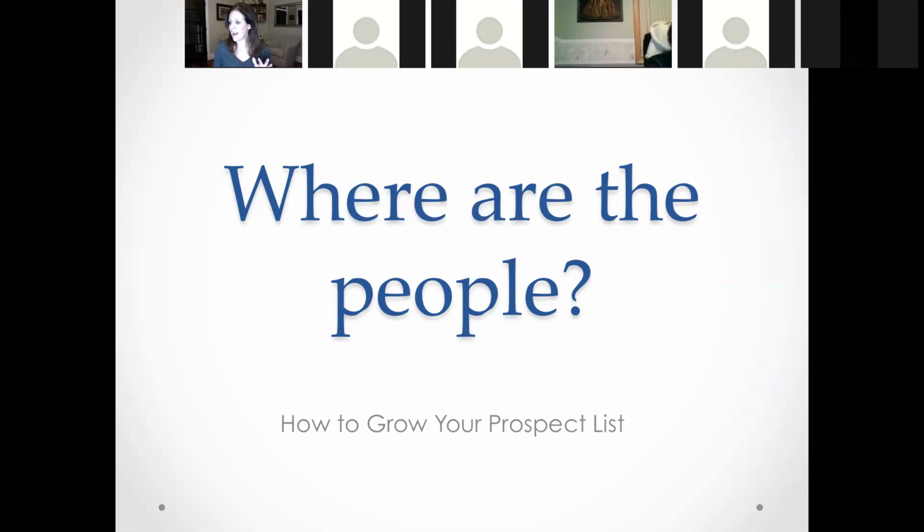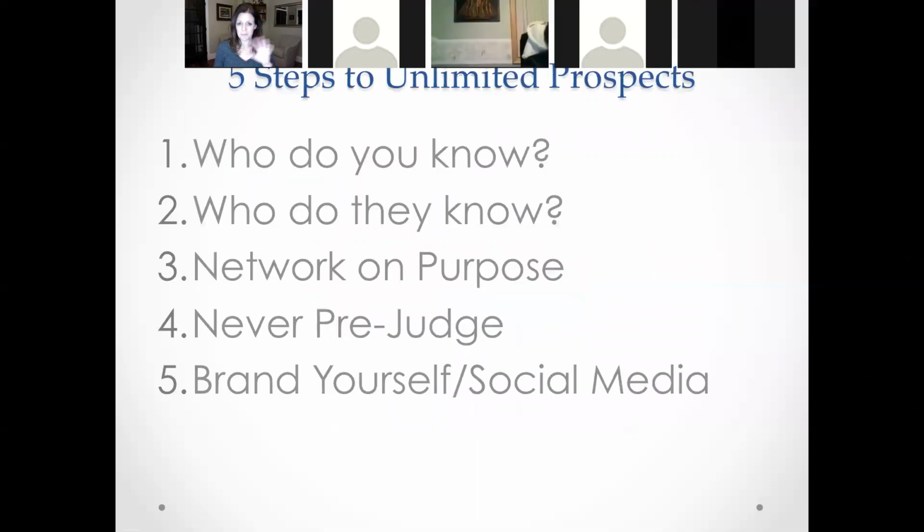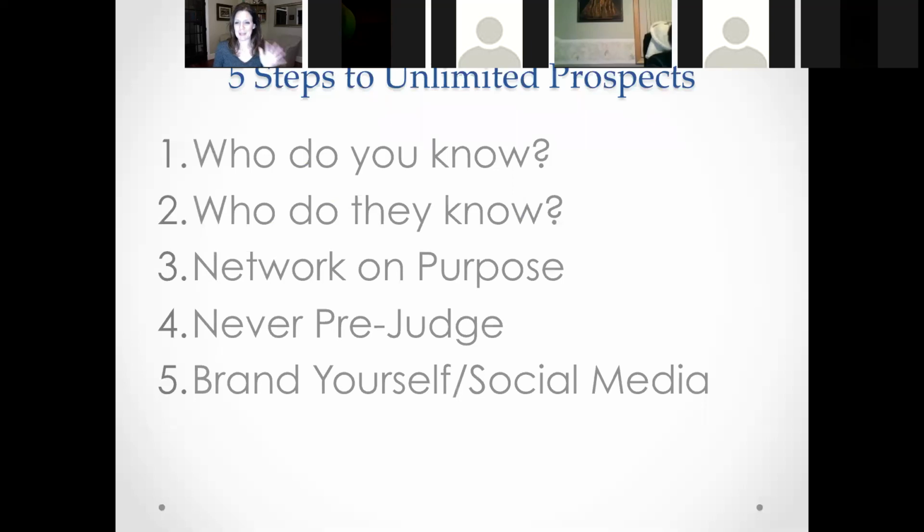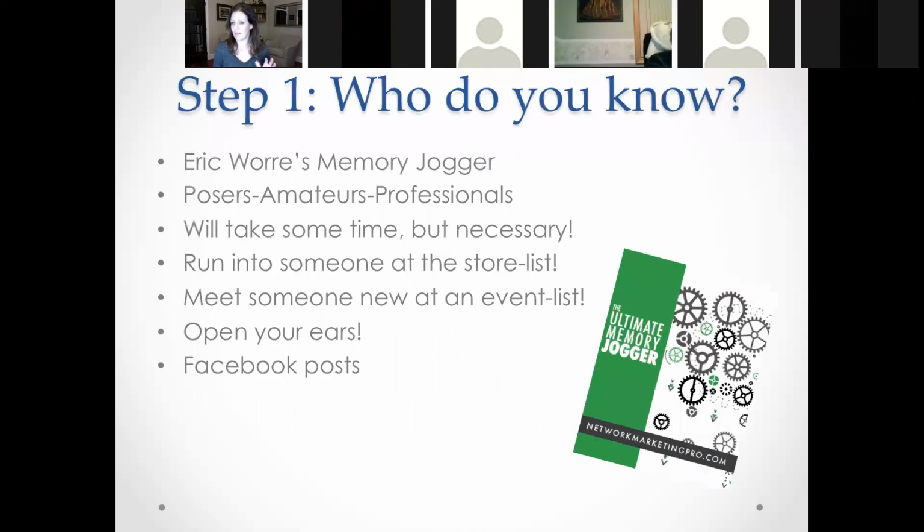So I'm going to go through 5 different topics here, our 5 steps to finding unlimited prospects. It's going to be: who do you know first and foremost, who do they know, networking on purpose, not prejudging people, and then branding yourself and a little bit on social media. Not going to dive a whole lot into that. We'll cover it briefly, because that could be a whole other training in and of itself, but we'll cover a few key things. So the very first thing is, who do you know?